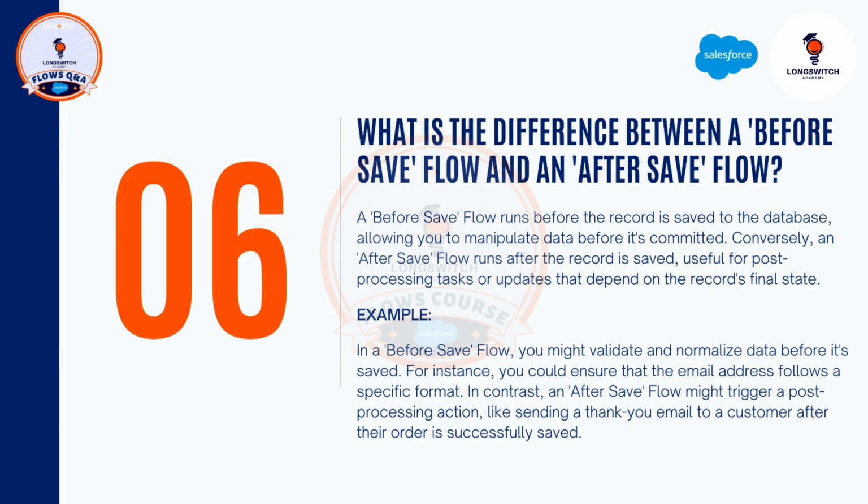the record's final state. For instance, in a before save flow, you might validate and normalize data before it's saved. For instance, you could ensure that the email address follows a specific format. In contrast, an after save flow might trigger a post-processing action, like sending a thank you email to a customer after their order is successfully saved.